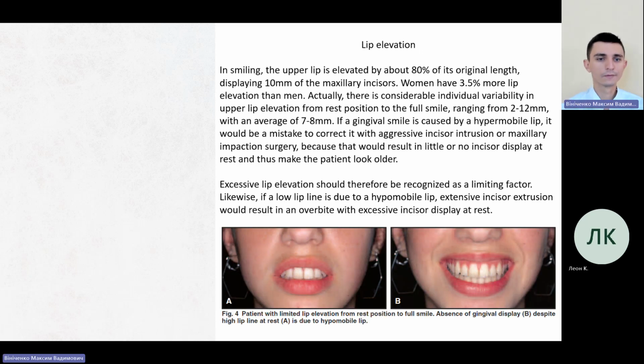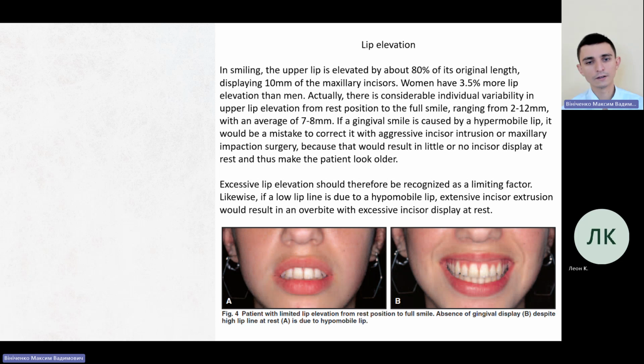Lip elevation. In smiling, the upper lip is elevated by about 80% of its original length, displaying 10 millimeters of the maxillary incisors. Women have 3.5% more lip elevation than men. Actually, there is considerable individual variability in upper lip elevation from rest position to the full smile, ranging from 2 to 12 millimeters with an average of 7 or 8 millimeters.